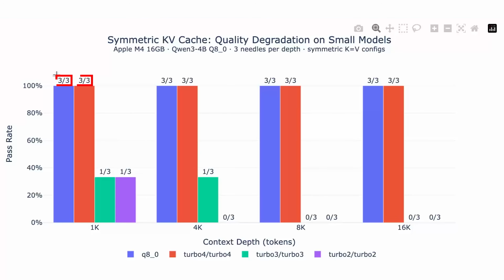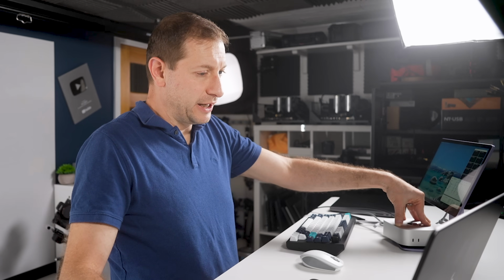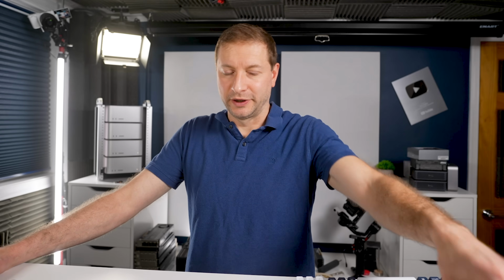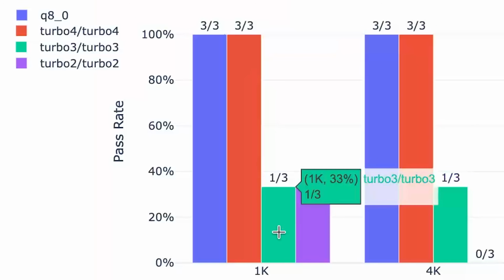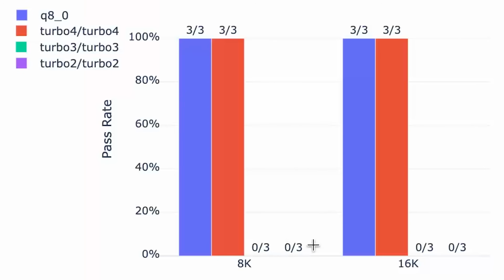Initially, this was a total disaster. Look at this. So 3 out of 3 at the top means we hid 3 secrets and found 3 secrets. That's 100%. This is on the Mac Mini, by the way. Quantization of 8 got all of them. Turbo, which means we had symmetric, Turbo for K and Turbo for V, got 100%. But then we had a huge drop here. Terrible performance. Turbo 3 got 1 out of 3 and Turbo 2 got 1 out of 3. Furthermore, if we look at Turbo 3 and Turbo 2 over here for larger contexts, 8K and 16K, they got nothing. They got 0. This was before I listened to Tom's suggestion to do it asymmetrically.